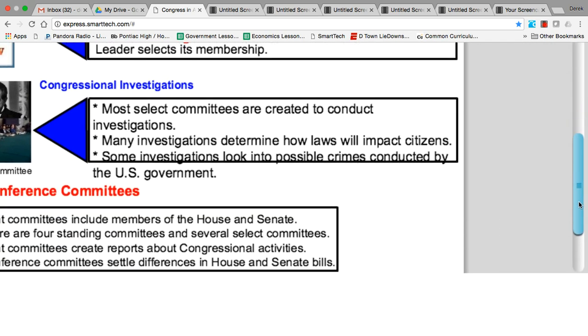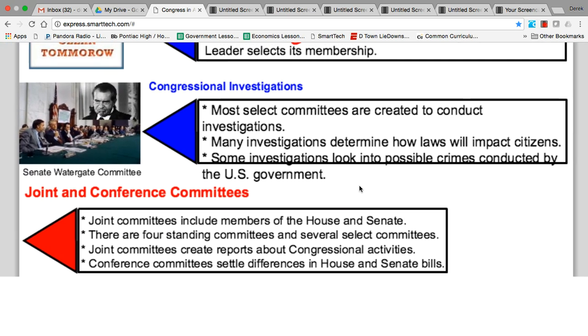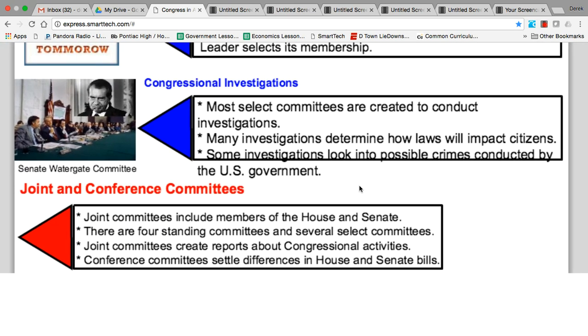All right, conference committees, another type of committee. A joint committee and a conference committee. Joint committees include members of both the House and the Senate. That is, they're joint. They're where these two houses meet, these two chambers meet. And there are 4 standing committees and several select committees that are joint. So there are these 4 committees that are regular meetings between the House and the Senate. The joint committees create reports about congressional activity. So it basically says this is what Congress has been up to, this is what we've done this year, and so on and so forth.